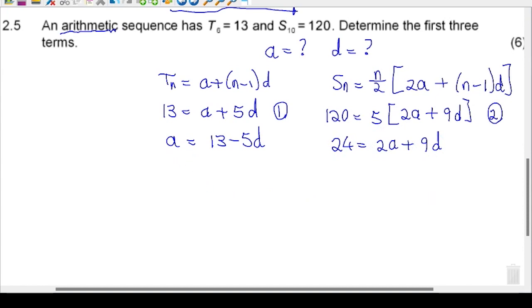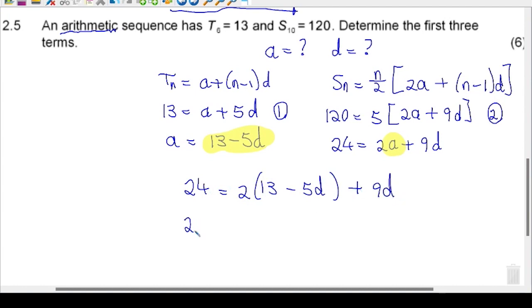So now, instead of writing A, I'm going to write what A is equal to in that second equation. A is 13 minus 5D. I've highlighted it yellow. I've also highlighted the A yellow. And so now we're going to write down that second equation: 24 is 2 lots of A, plus 9D. Now remember, A is actually 13 minus 5D.